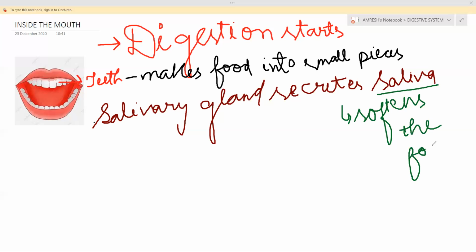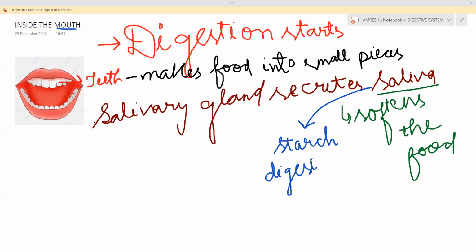The function of saliva is softening food, and it also digests starch. So if a question comes, where does starch digestion occur first or where does starch digestion start, you will write mouth, because saliva helps in starch digestion by secreting an enzyme. The name of the enzyme is not required in your course. You will read it in higher classes. Starch digestion starts.